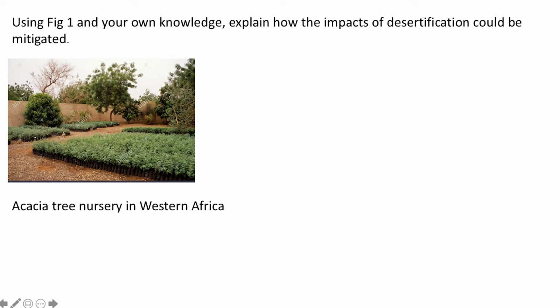Your answer should start off by, there are many ways in which desertification can be reduced. Figure 1 shows an acacia tree nursery in Western Africa. These trees are important because once they have grown in the nursery, they can be planted into the farms in the surrounding area. Acacia trees, as they grow, will bind the soil using their roots. This will reduce soil erosion. In addition, as the acacia tree grows and matures, it will provide much needed shade so that crops can grow underneath of the trees. Then we need to use our own knowledge. And at this point, we could talk about the magic stones of Burkina Faso. Pause the tape now and have a go at answering this question yourself.